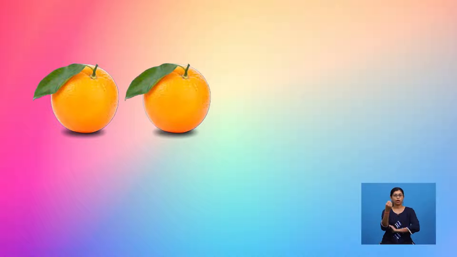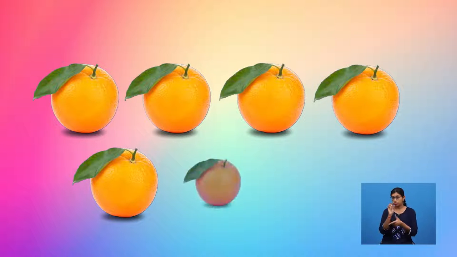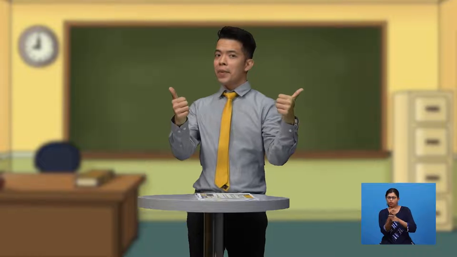Have a look at this picture. How many oranges can you see? Is it 8 or 9? Let's count together, shall we? 1, 2, 3, 4, 5, 6, 7. There are 7 oranges altogether. 7 is the example of cardinal number because we have to count to know the exact quantity of these oranges. Easy, right?